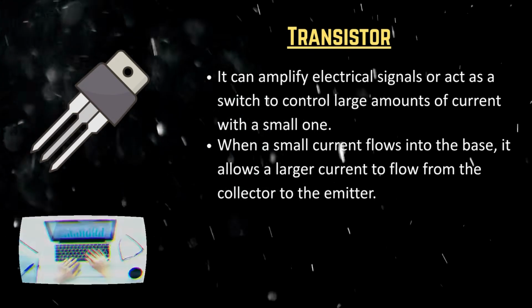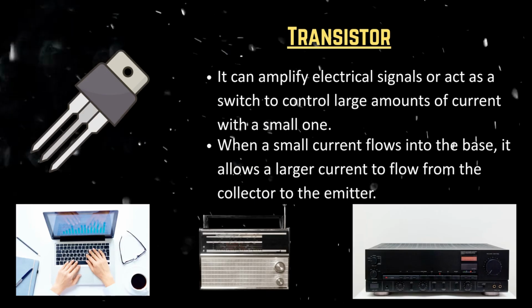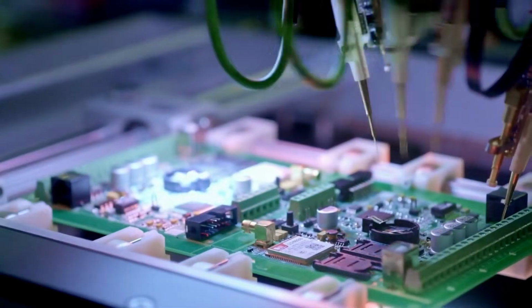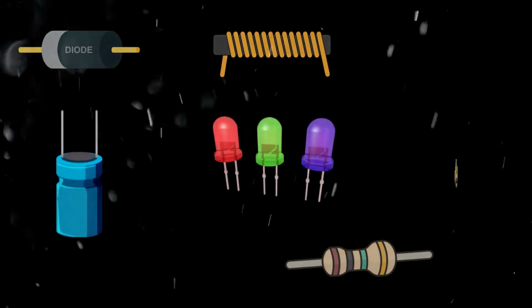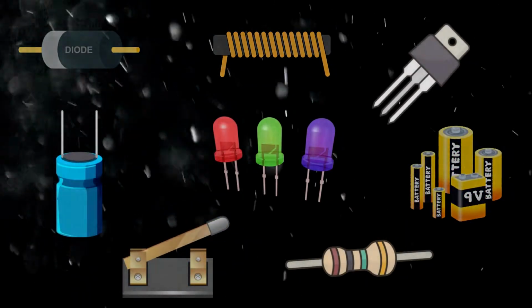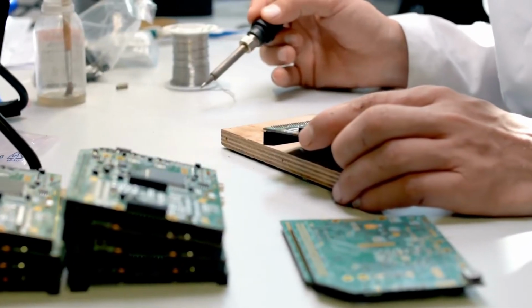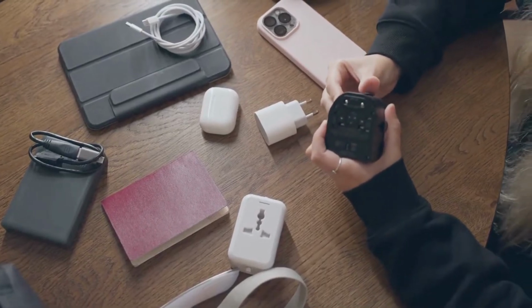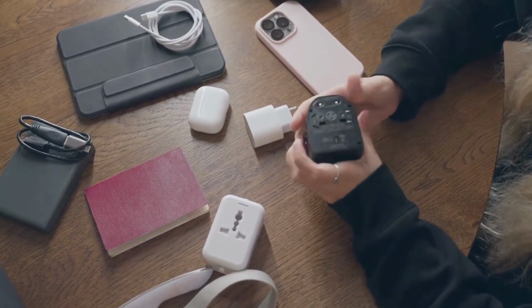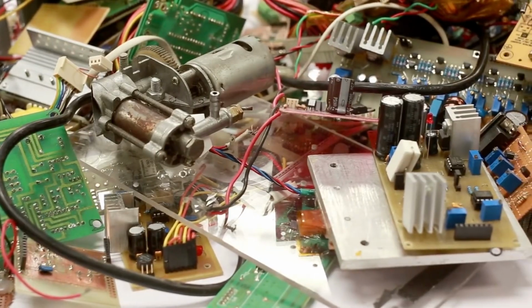Transistors are used in computers, radios, amplifiers, and almost all modern electronics. And that brings us to the end of our lesson. These 8 components, LEDs, diodes, resistors, capacitors, inductors, batteries, switches, and transistors, are the building blocks of electronic circuits. Understanding what each one does helps you build, test, and troubleshoot real circuits. Whether you're just starting out or looking to refresh your knowledge, knowing these components is a great foundation for exploring the amazing world of electronics.